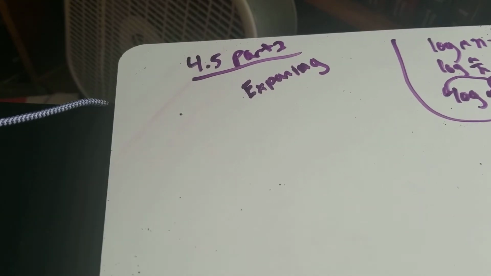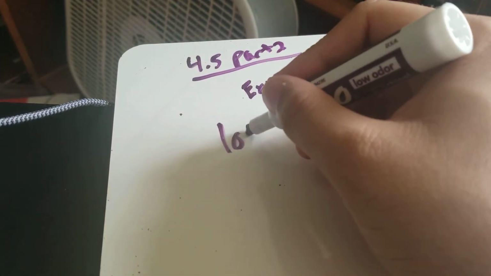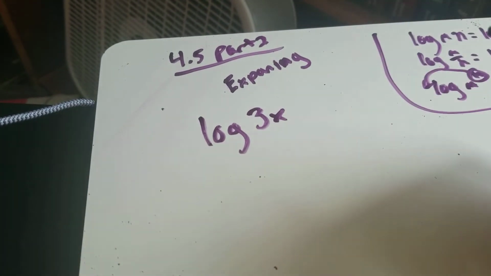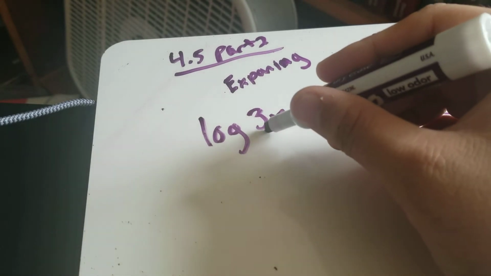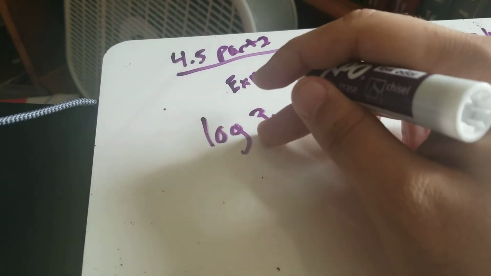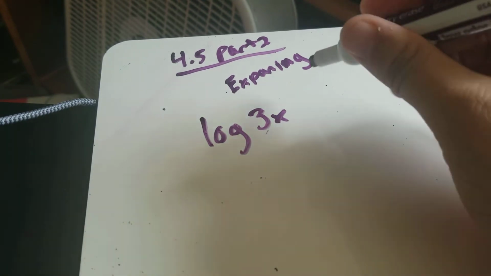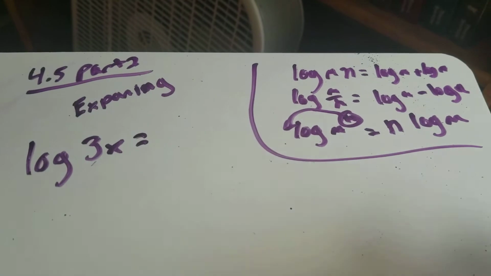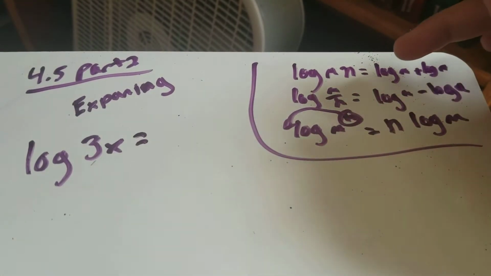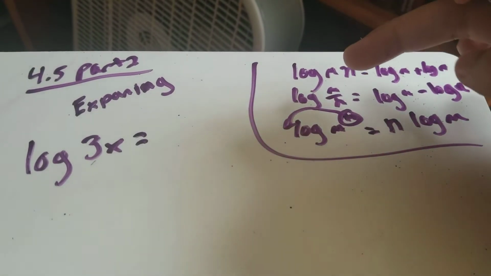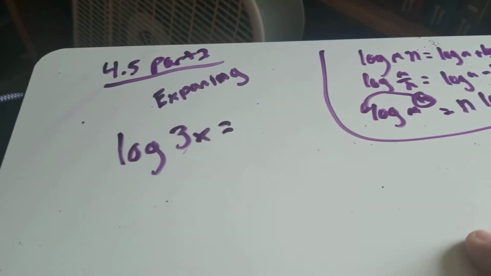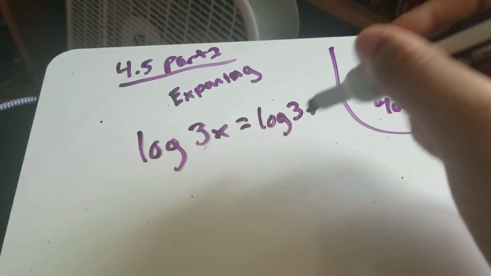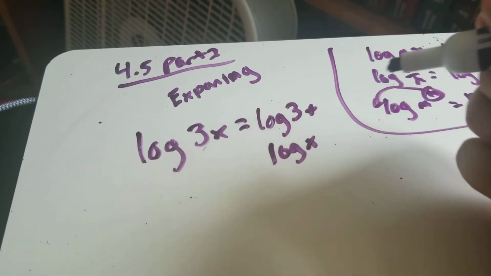So here's a couple of example problems. Let's take log 3x. And my instructions to you is to expand this. Well, I see 3 times x is happening right here, okay? So to expand it, I'm going to spread it out as 2 separate logs. So I want as many logs as possible. Since they're being multiplied, I'm going to rewrite them as addition. So it's going to be log 3 plus log x.